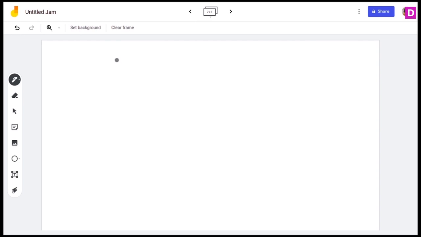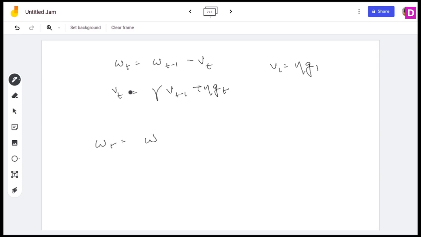Cool. So now let us get back to the formula. The formula remains the same. We just have a new term. So that means gamma times of Vt minus 1 plus eta times of Gt, where V1 equal to eta times of G1. I know this is getting a bit complex, so let me just expand this. Let's just replace Vt with this.